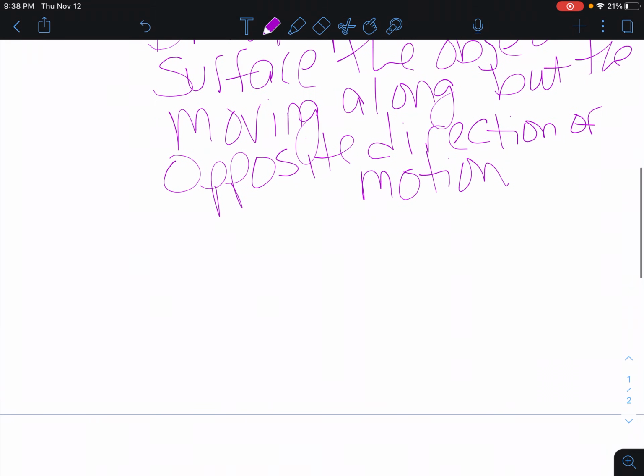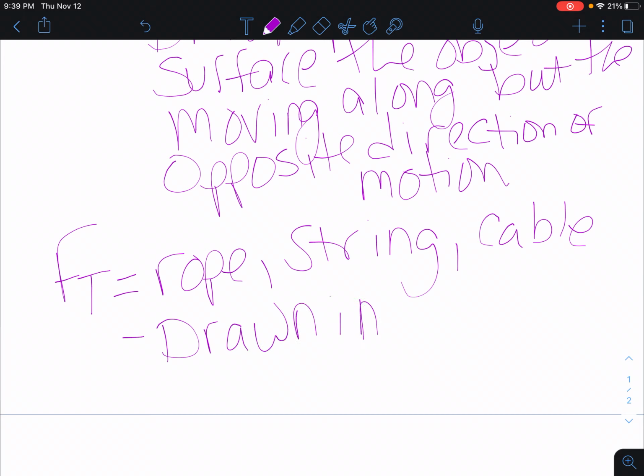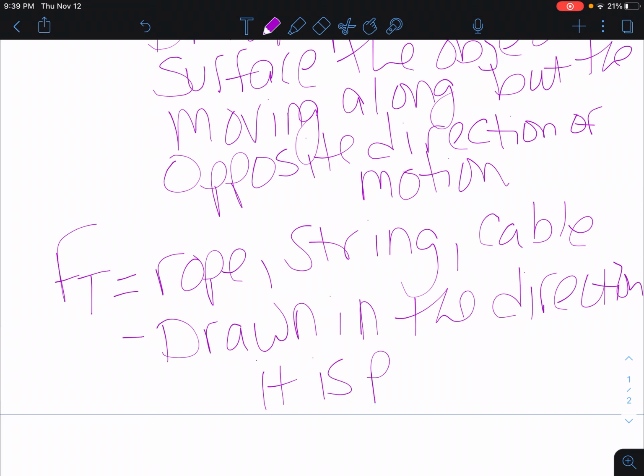Okay, and then we talked about tension. So for tension, you have a rope, a string, a cable. And this is drawn in the direction of the pull. So whatever direction it is pulling, that's the direction you draw it in, okay?